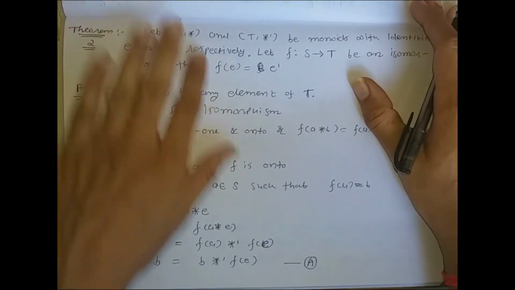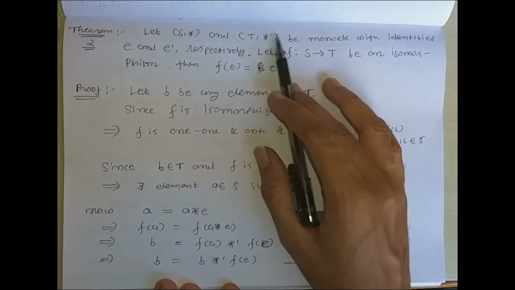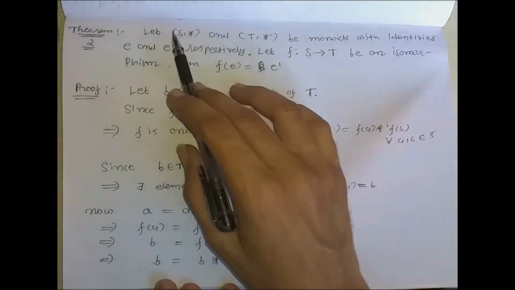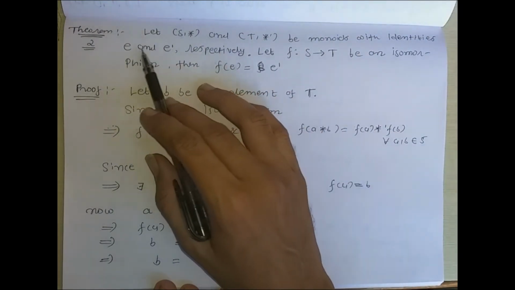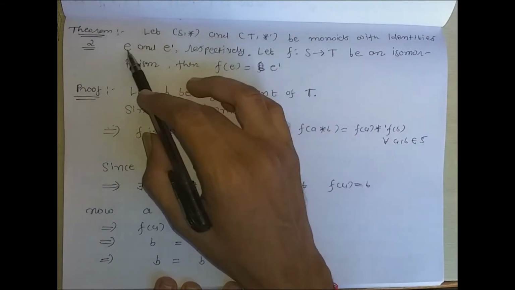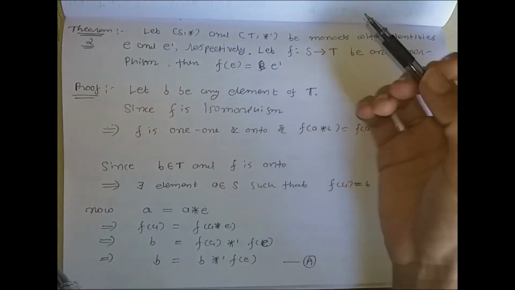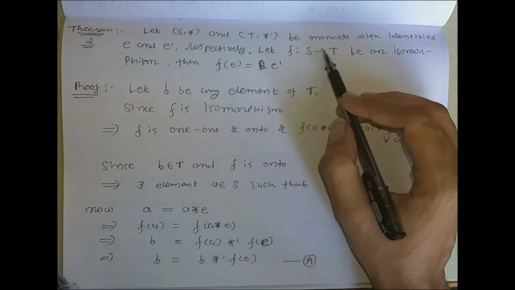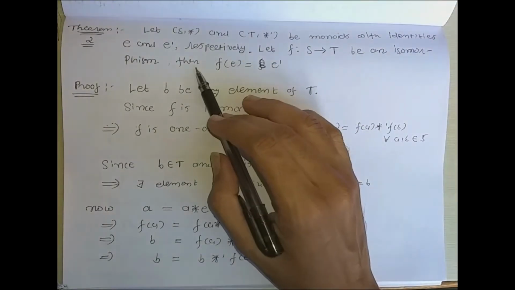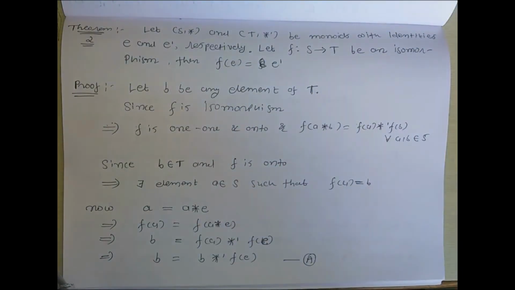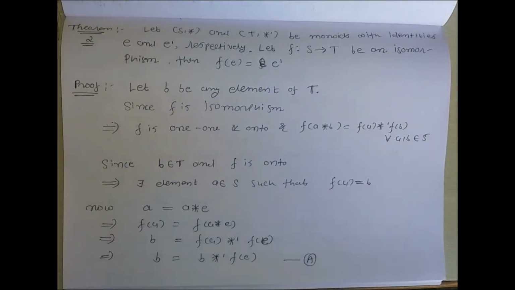Theorem number 2. Let S star and T star' be monoids. We have considered two monoids S star and T star' with identities E and E' respectively, where E is the identity of S and E' is the identity for T. Let F from S to T be an isomorphism. F is given to be an isomorphism. Then our aim is to show that F of E is equal to E', that is, F of E is the identity for T star'.